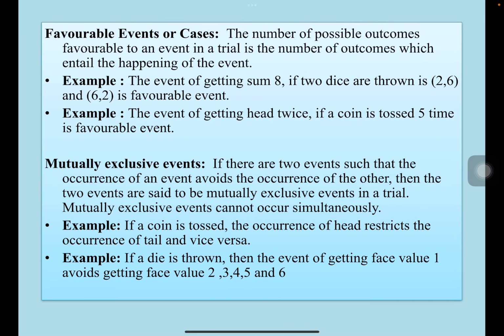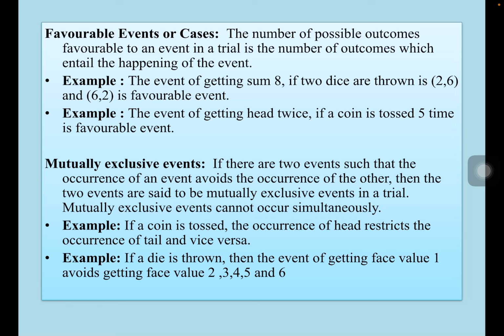Favorable events means number of possible outcomes favorable to an event in a trial is the number of outcomes which entail the happening of that event. Example, the event of getting sum, that is total 8 when 2 dice are thrown. What are they, 2 6 or 6 2 is the favorable event. Another example, the event of getting head twice if a coin is tossed 5 times. Then favorable event is getting 2 heads, 2 times head is the favorable event.